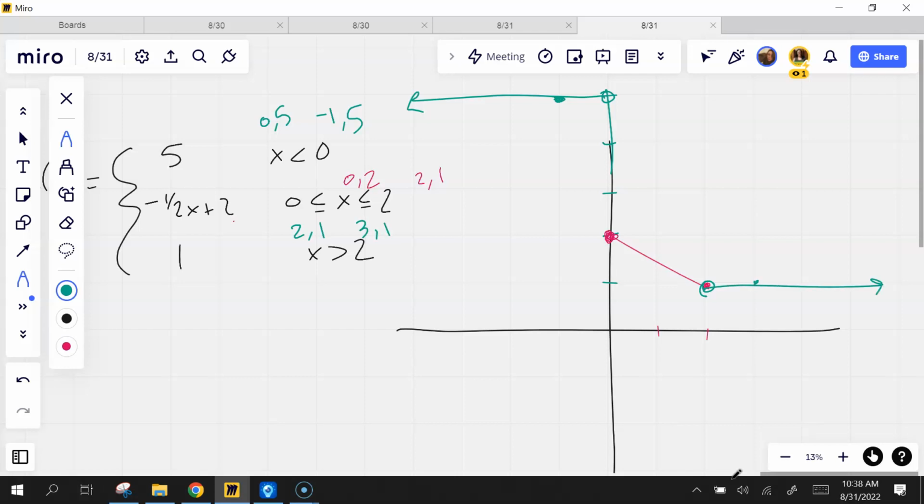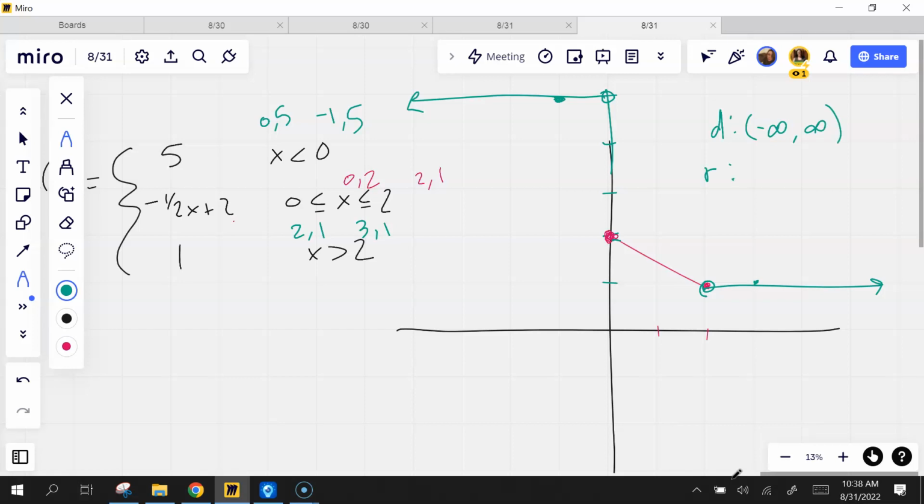Domain and range. So domain left to right, it goes left forever, so that's negative infinity. As I start trucking right, this could be an issue, but that one's filled in, so it's good. I keep going. That one's filled in, so it's good. I keep going. So it's negative infinity to infinity.